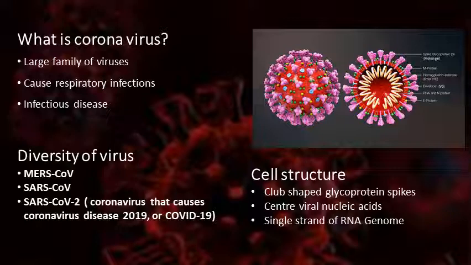The cell structure is that the coronaviruses have club-shaped glycoprotein spikes in their envelope, which gives the viruses a crown-like appearance. The nucleocapsid is made up of a protein shell known as a capsid containing the viral nucleic acids. The coronavirus genome consists of a single strand of positive sense RNA, which is a ribonucleic acid.